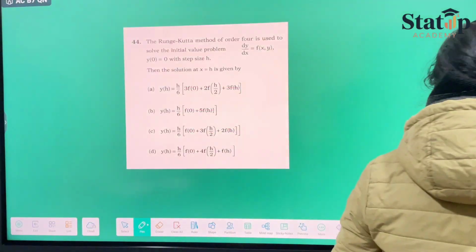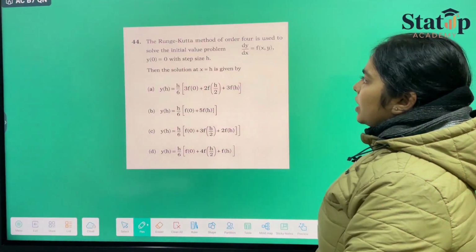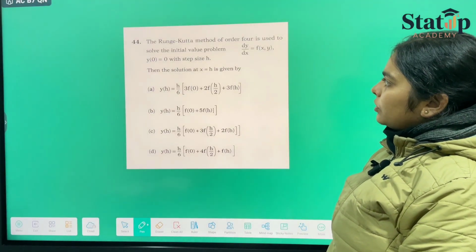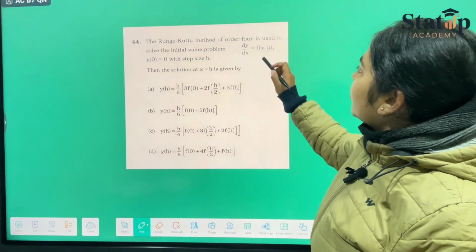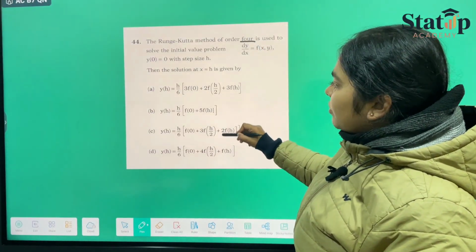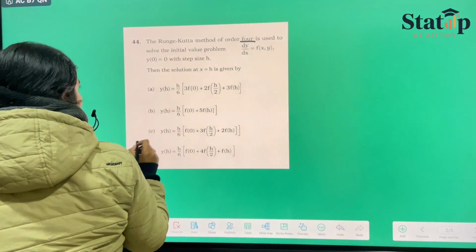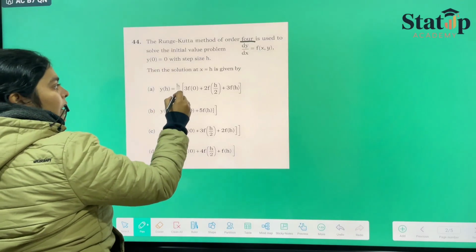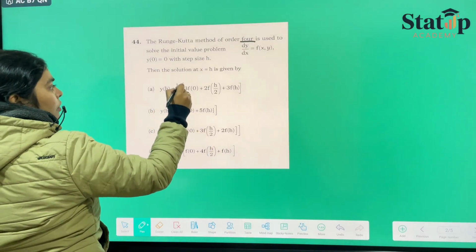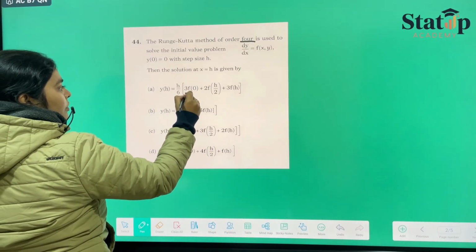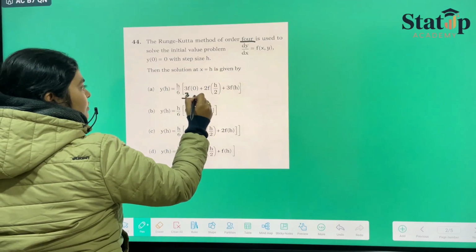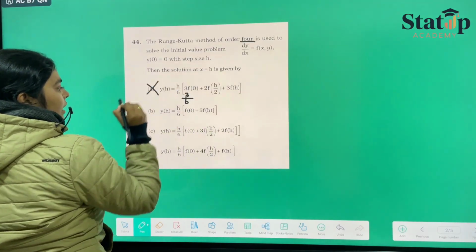Now moving forward to another kind of question that they have asked in the examination for the Runge-Kutta method. Again they have said fourth order, but they have given us 3 terms. So here also we'll see for third order instead of 4. So just see the coefficient 1/6. So the first coefficient will be 3/6, which is 1/2. So this option gets cancelled.